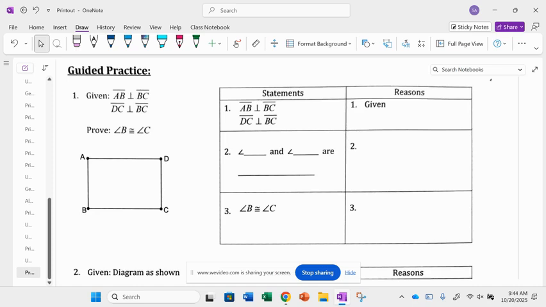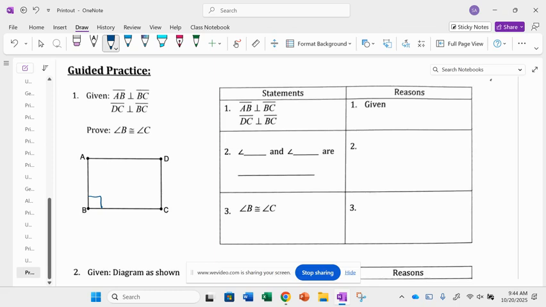So when it says that AB is perpendicular to BC, what can we conclude there? If AB is perpendicular to BC, it makes a right angle. Where will it make the right angle? Sebastian, where will it make the right angle if AB is perpendicular to BC? At B, exactly. That's exactly what I wanted to hear. That means we have to have a right angle at B.